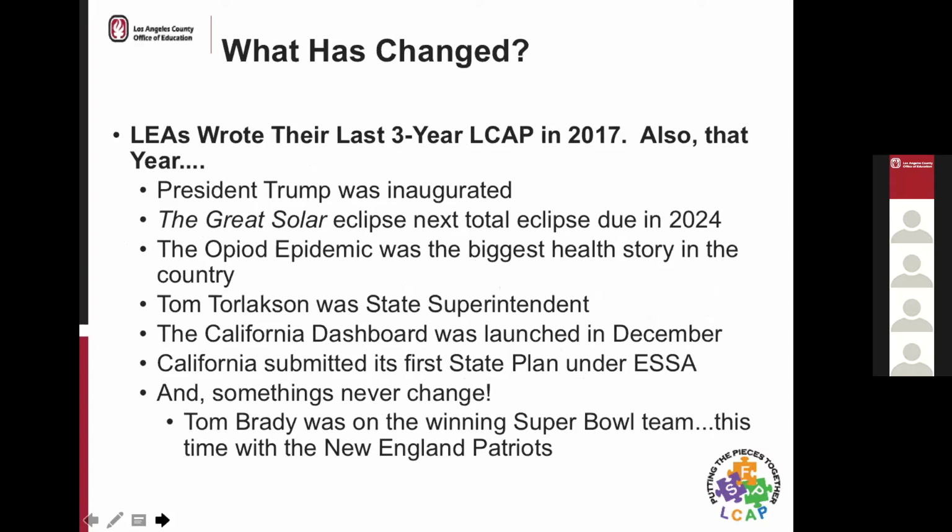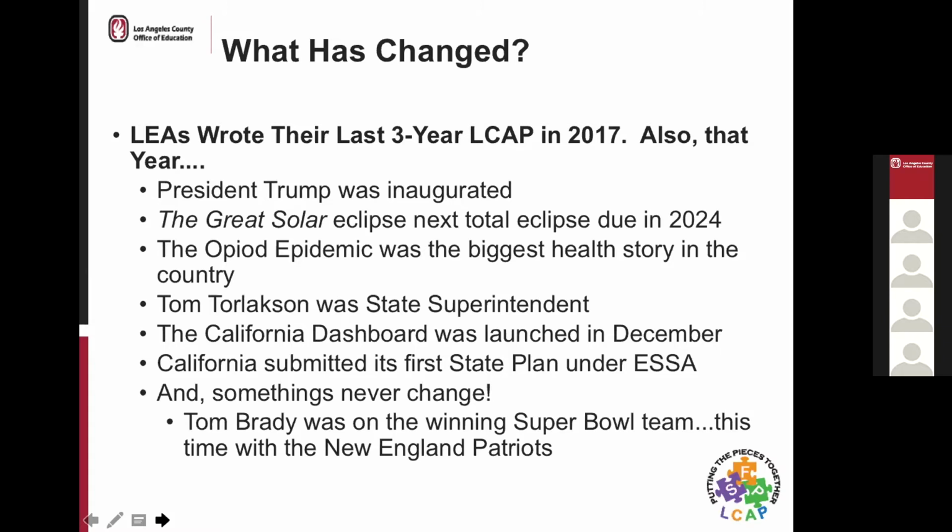Well, that was the year we had President Trump inaugurated in January of that year. That was also the year of the great solar eclipse. That was a total eclipse. Some of you may remember that. And the next one is coincidentally due in 2024, when your next 3-year LCAP will be due. So I don't know if the solar eclipse is matching our LCAP cycle, but it certainly seems to.